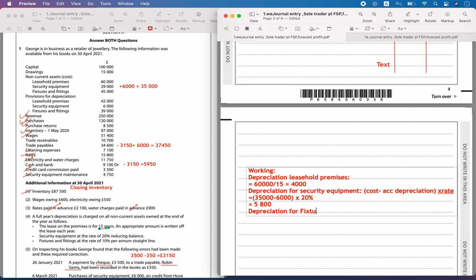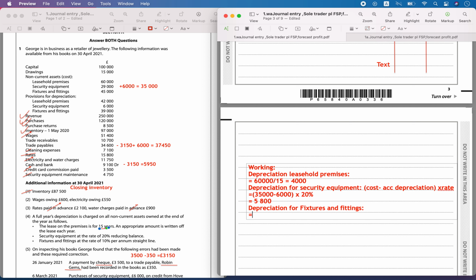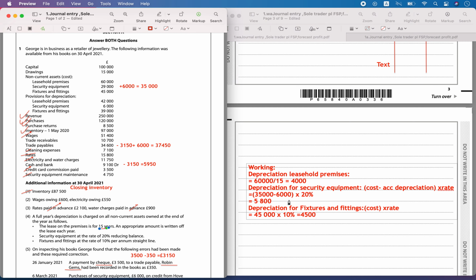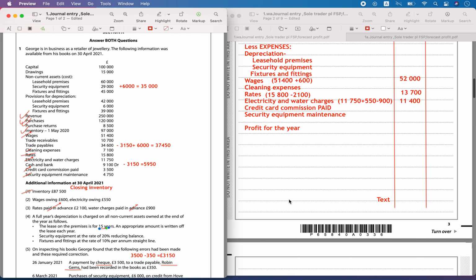So the depreciation for the fixtures and fittings is equal to the cost times the rate. We have fixtures and fittings at around 45,000, times the rate, which was 10% per annum, so that is equal to 4,500 pounds.